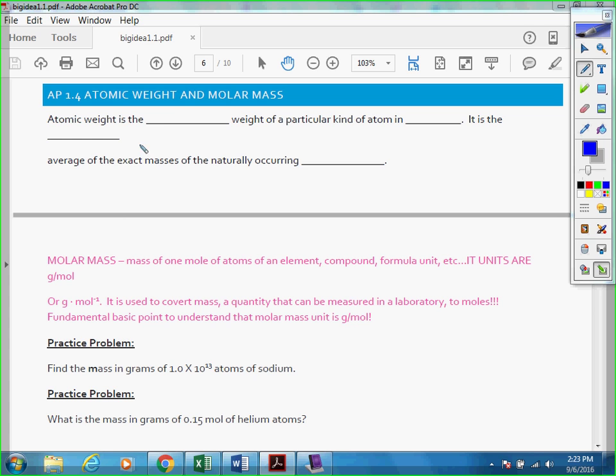Atomic weight is the average weight of what? I've gone over it already. Pick your kind of atom in AMU. It is the weighted, I definitely messed this up, weighted average of the naturally occurring isotopes. Sorry, it's a little bit off. It's one sentence. And we come up to a pink. A pink means super, super, super important.